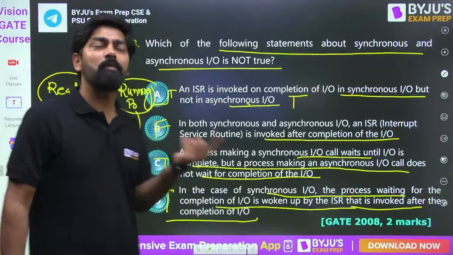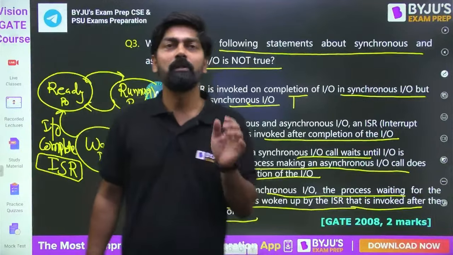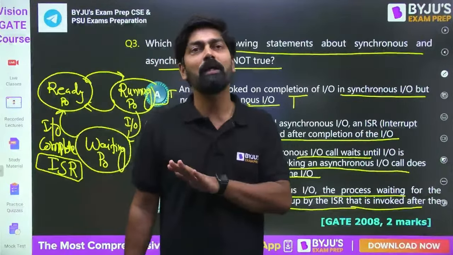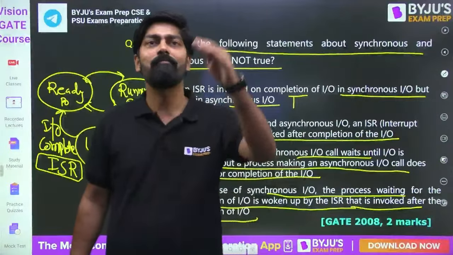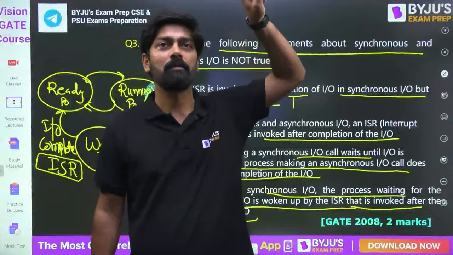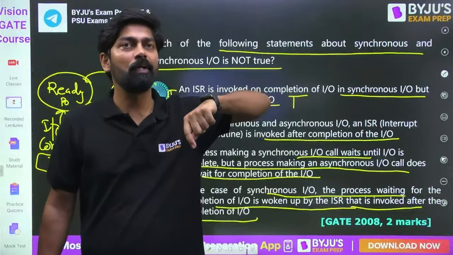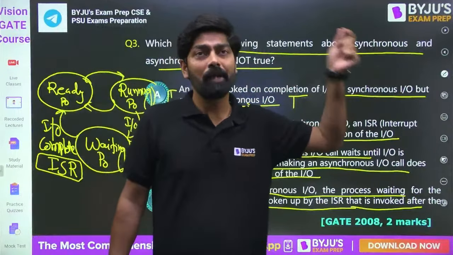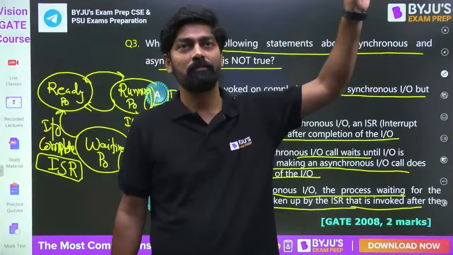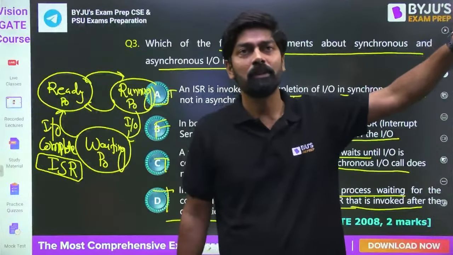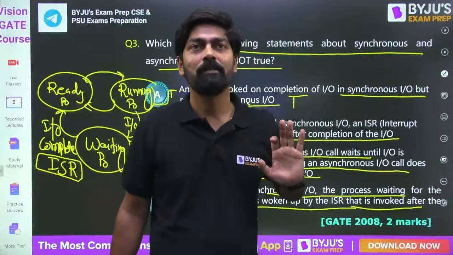ISR, see, if someone asks you the difference between synchronous and asynchronous, my dear friend. In synchronous IO, if IO occurs, it will perform the IO operation. Fine. It will go to the waiting state, and then after the completion of IO, it will go to the ready state. Fine. And who will do this? Interrupt service routine will do this. But in asynchronous IO, if any IO occurs, it will not go to the waiting state. It will continue the execution using the handler function. And after the completion, it will send the signals.